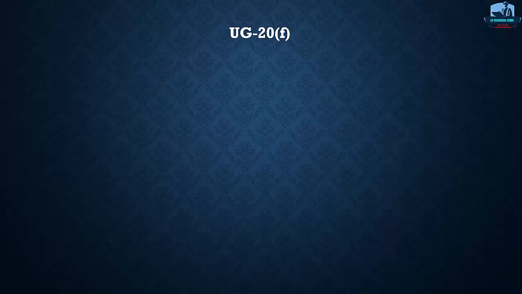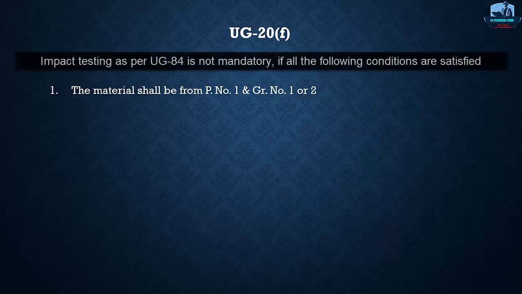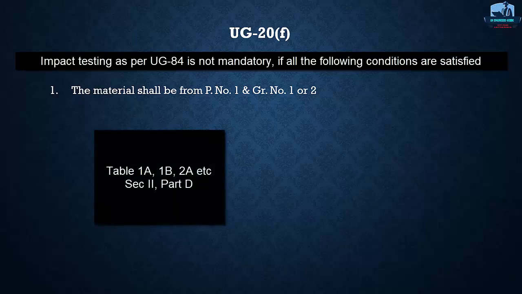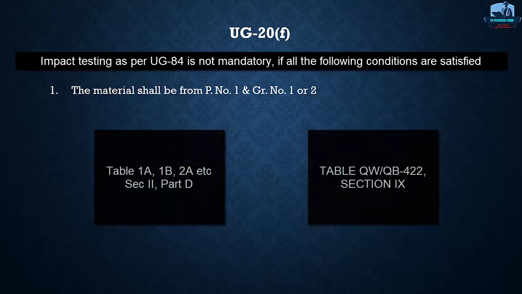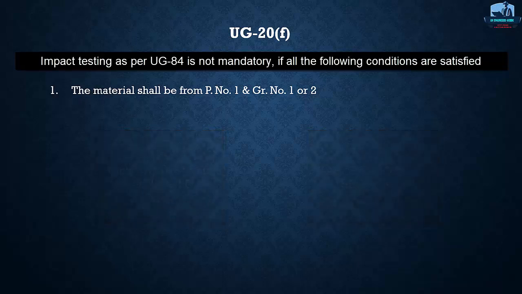What does clause UG20F tell us? The material shall be from P number 1 and group number 1 or 2. If you want to know in which group your material is present, just go to ASME Section 2 Part D, tables 1A, 1B, 2A, 2B, etc. In that, in front of the material, you will get the P number and group number of the material. Alternatively, you can go to ASME Section 9, table QW or QB 422, where in one table you will get P number 1 and group numbers for all materials. I hope, guys, you have understood the first point.